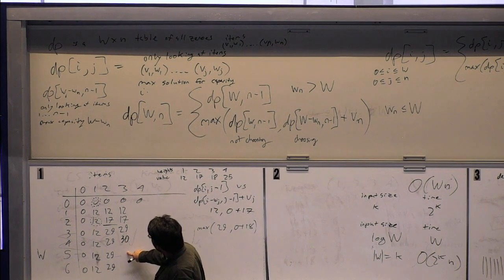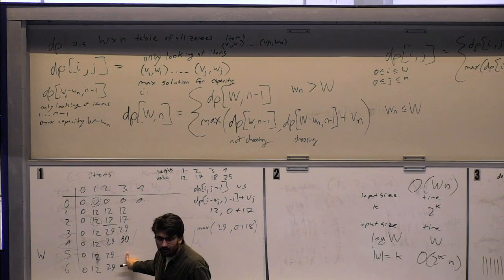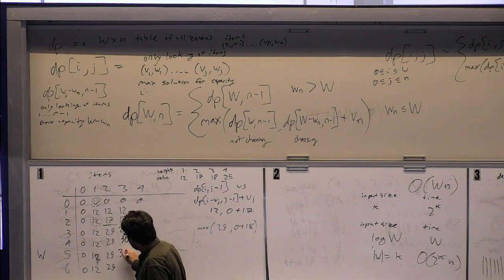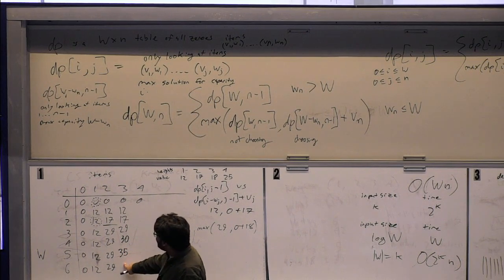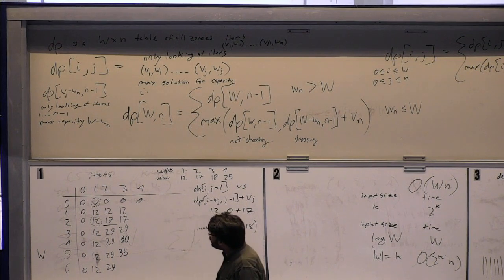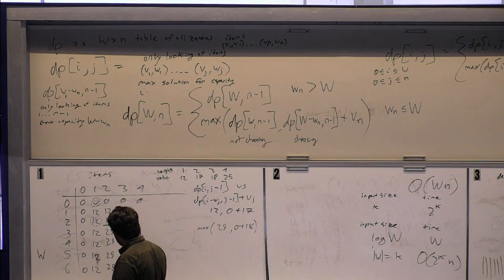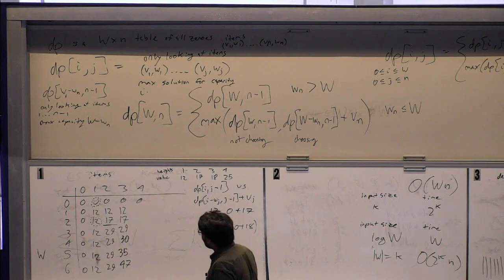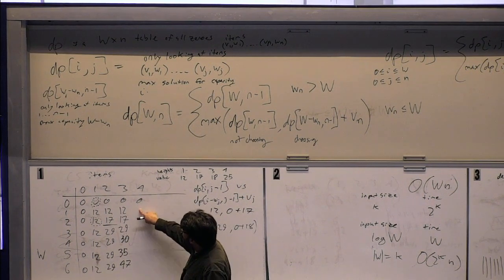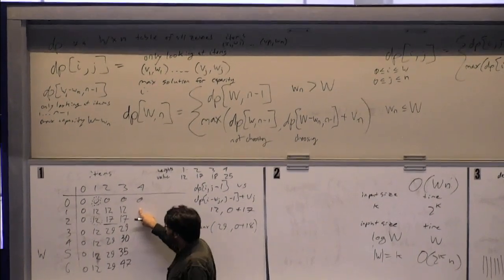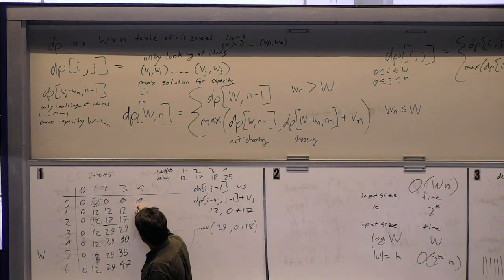Now, what if you have capacity 5? You can actually choose items 2 plus 3 here, and that'll be 17 plus 18, which is what? 35, yes. If you have capacity 6, you can choose to steal items 1, 2, and 3, which is 47, right. Final row, if you have capacity 1 and all items to choose from, well, you can only carry 1 pound, so you can only take the first item.